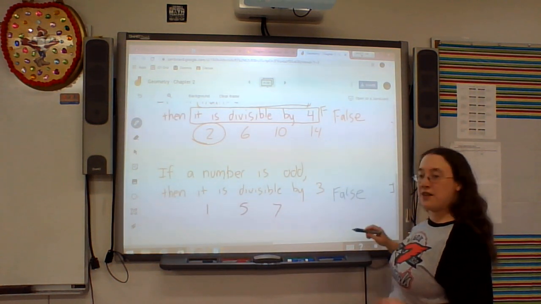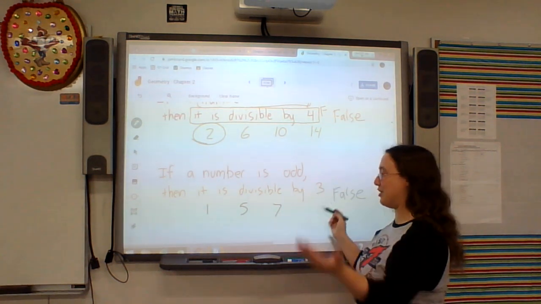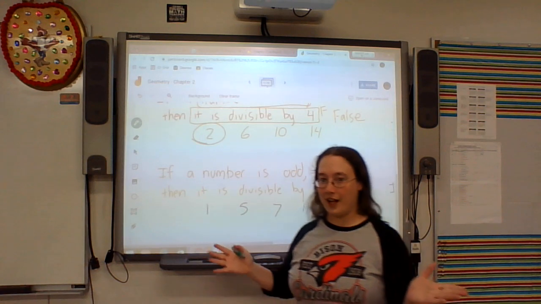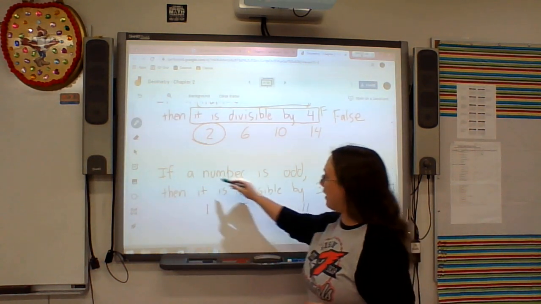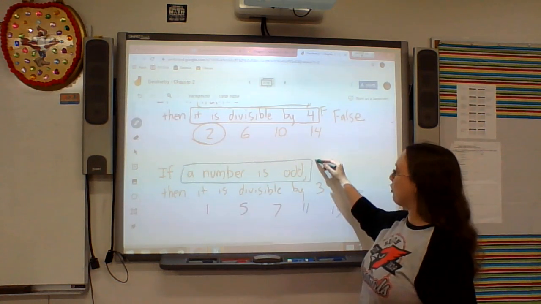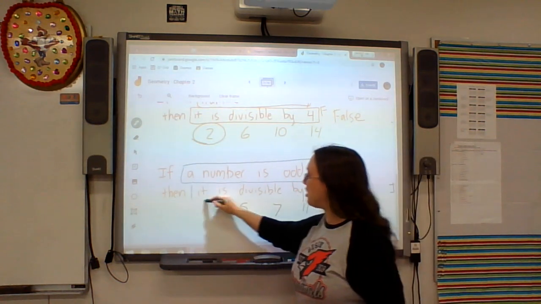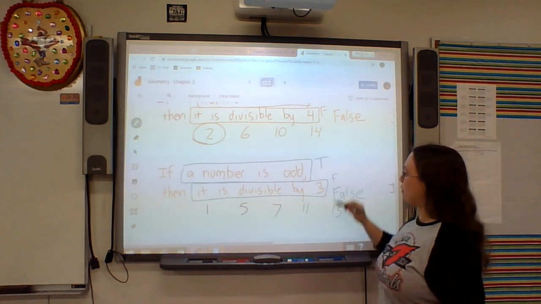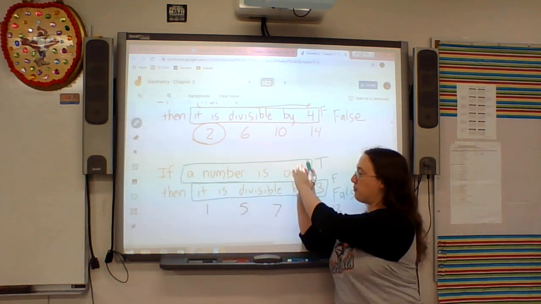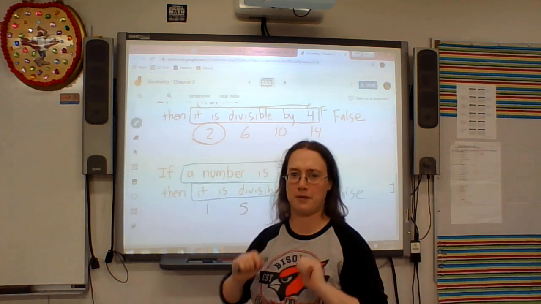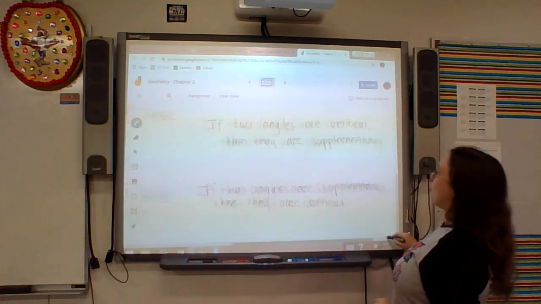And any of these would be a counterexample. And I mean, you could keep going. You could say 11. You could say 13. You could say anything that's not divisible by 3. So we've got numbers that are odd. So those fit that first part, but they're not divisible by 3. So you have examples where the first part is true, but the second part is false. There's a reason I keep repeating that. It's going to be important in a moment. Okay.